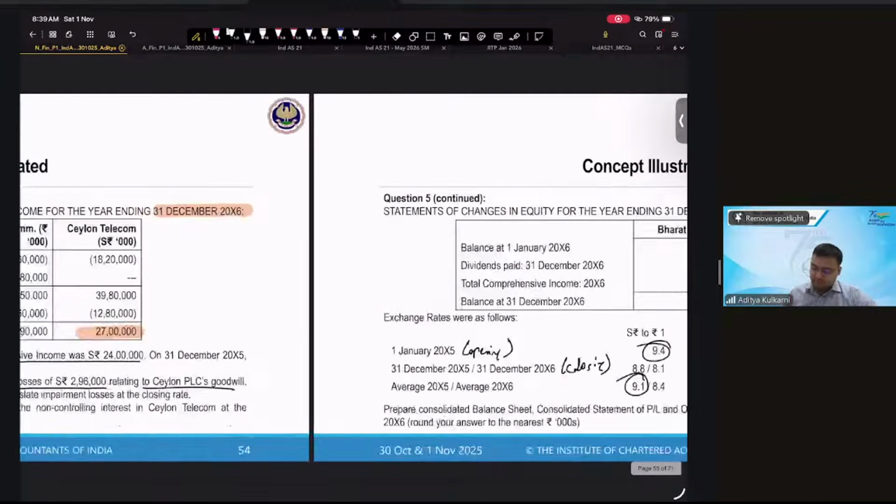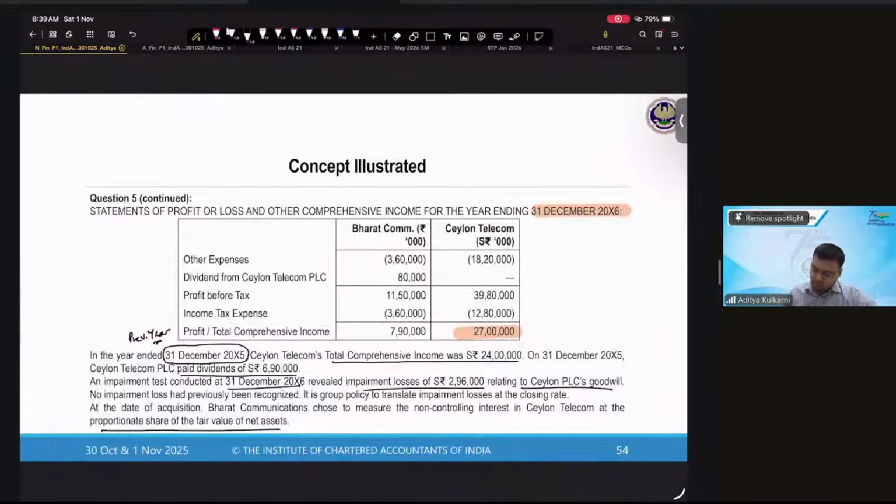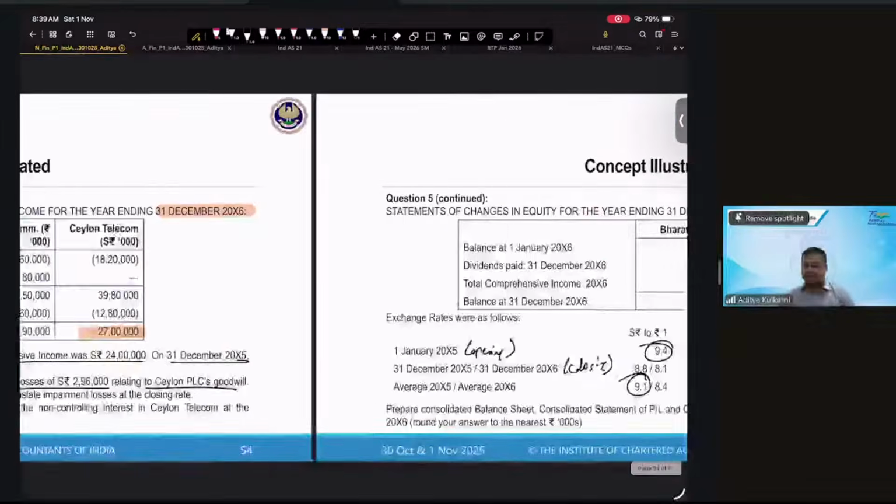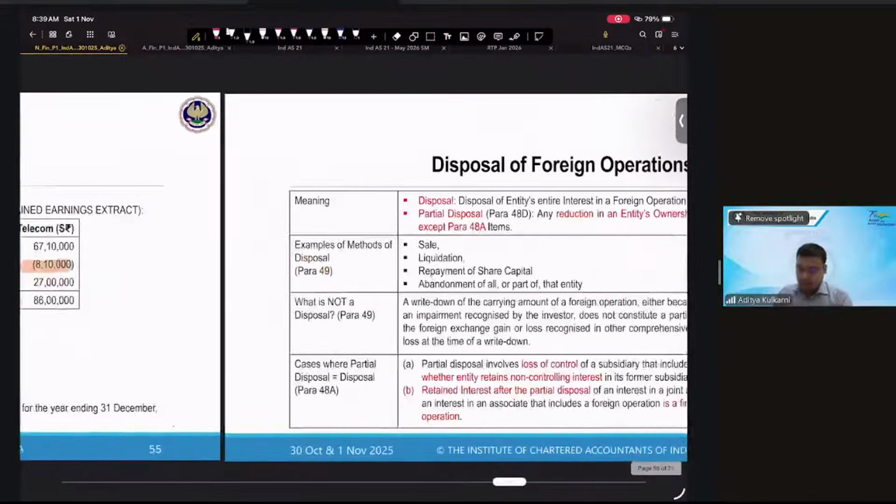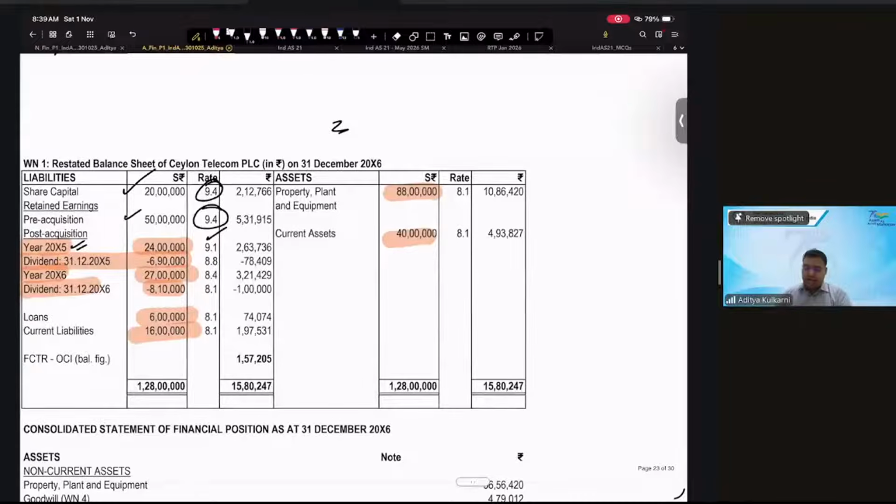Dividends paid. On 31st December, TLC paid dividends of 6,90,000. Okay. Now, 6,90,000 is your dividends paid. Which rate will you convert?